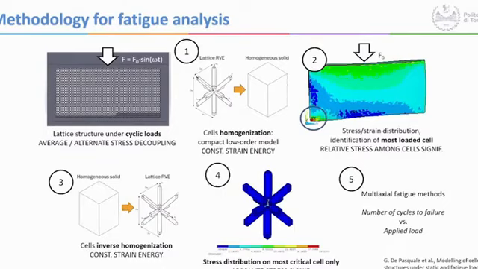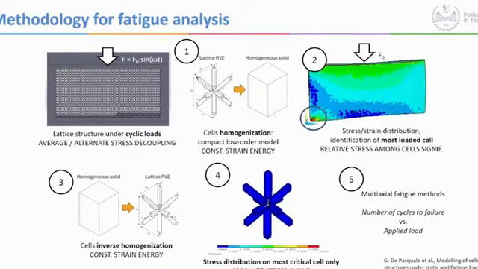So we start from a lattice structure that is loaded with an alternate, cyclically variable force or load. And as a first point, we propose to calculate a homogenization of the lattice structure by using, in this case, the assumption of constant strain energy in order to have a fast and easy simulation of the entire lattice structure, and to be able to identify the most loaded cell of the structure. In this way, we can limit our considerations only to the most loaded cell of the structure, reducing a lot of the computational time.